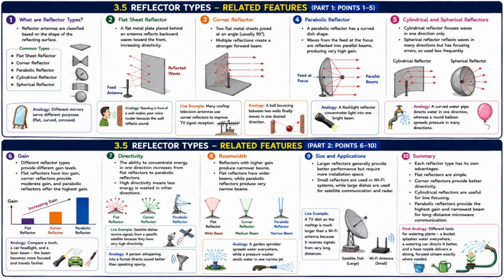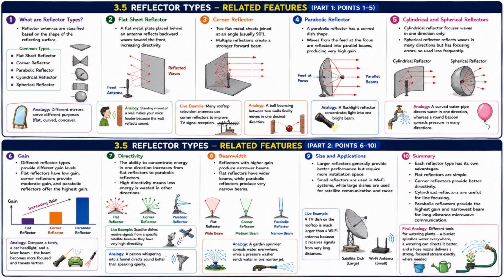cylindrical, spherical reflector. Fifth one, cylindrical and spherical reflectors. Here you can tell like this. A cylindrical reflector focuses the waves in one direction only. What about a spherical reflector? A spherical reflector reflects the waves in many directions, in unwanted directions, wastage of power, but it suffers from focusing errors, which is not useful.